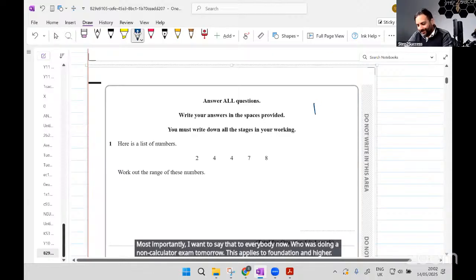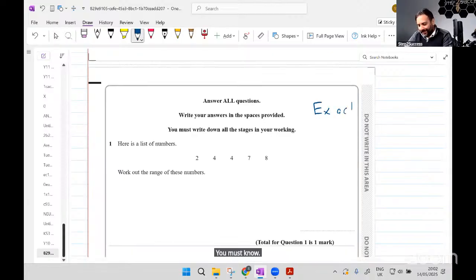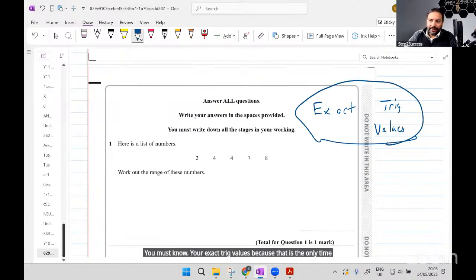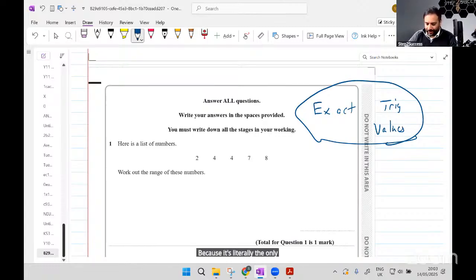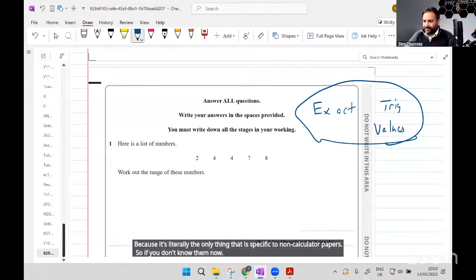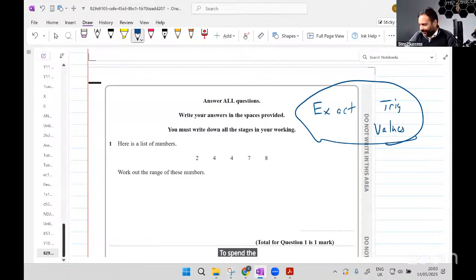You must know your exact trig values because that is the only time that this can be tested. It's only in a non-calculator maths exam, because it's literally the only thing that is specific to non-calculator papers. So if you don't know them now, just spend the evening learning them, because it's going to be on there somewhere.